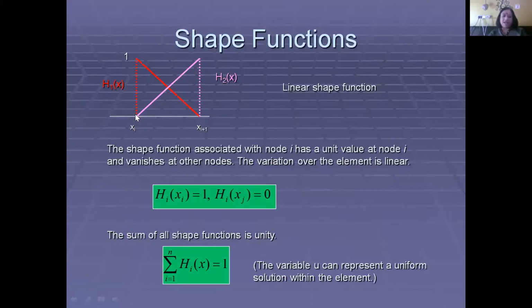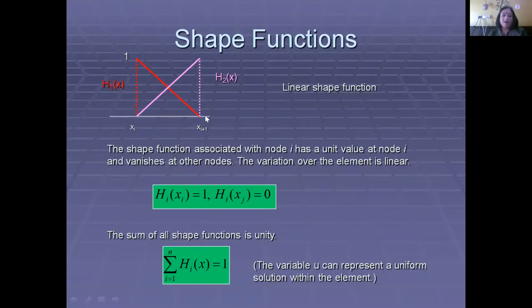At node xi, or let's say node 1, h1 is unity. h1 goes to 0 as I go to node 2, which is x2 or xi plus 1, and the variation from 1 to 0 as I traverse the element is linear. So as I traverse the element, the shape function h1 goes linearly from 1 to 0. This is very important.